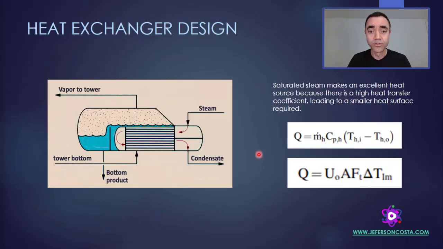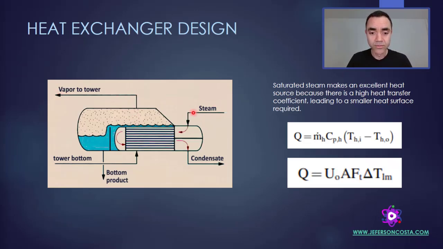So let's take a look at a reboiler. What is a reboiler? A reboiler is a shell and tube heat exchanger where I use steam to heat up the product of my column. So I have the pot of the column, I use steam to heat up, and I will have the equilibrium between the vapor phase and the liquid phase of the product, where the vapor phase returns to the column.